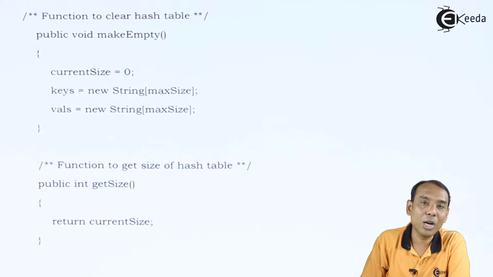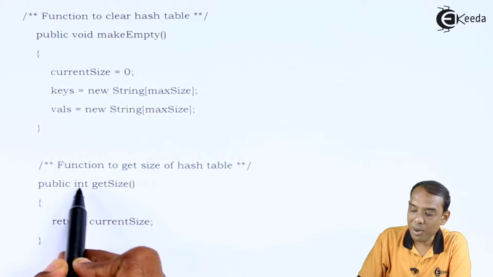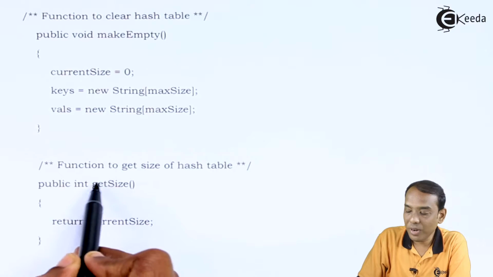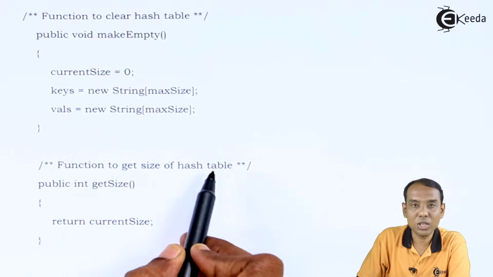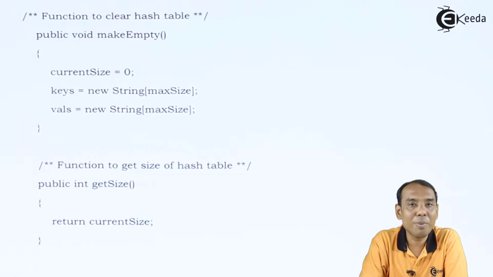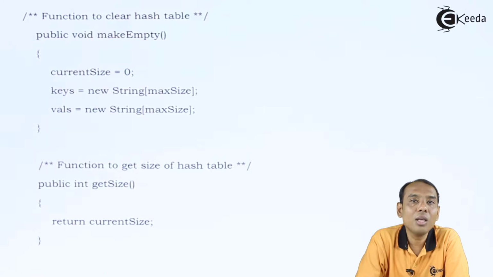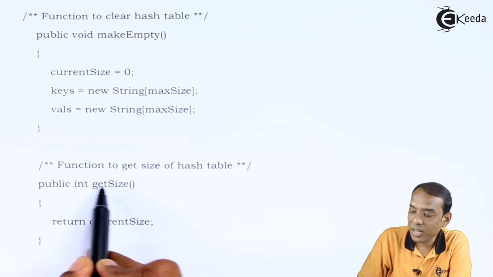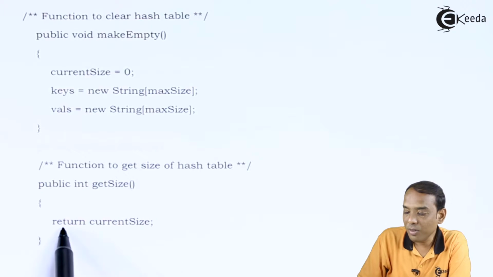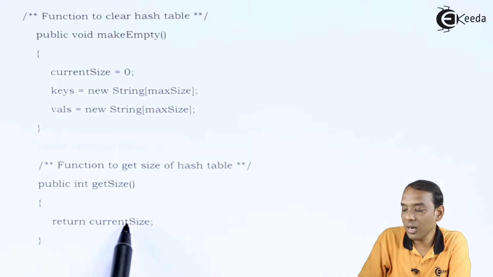Now we will try to get the size of the hash table. We have public int getSize. We already discussed in the previous lecture that we store the size of the hash table in the variable called current size. So in this function getSize, we are going to return the value of the variable current size.